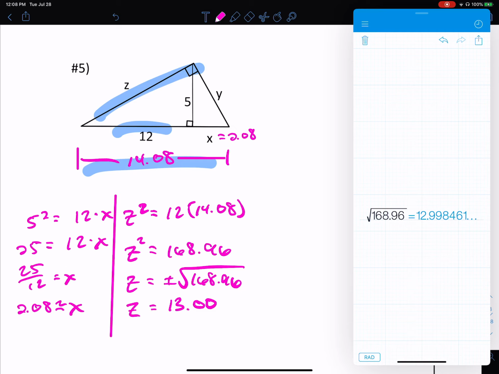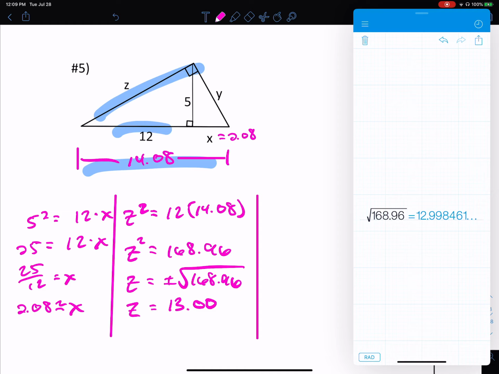Anyhow, sorry, I got distracted. 12.998, the 8 rounds the 9 up, which rounds up the next 9. It's 13.00. You might be thinking, can I just write down 13? No, because it's not 13. 13.00 implies that we did some rounding.